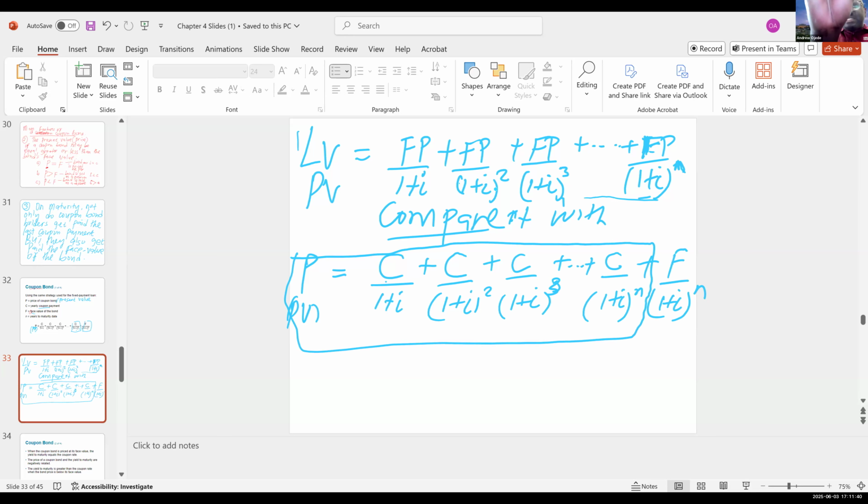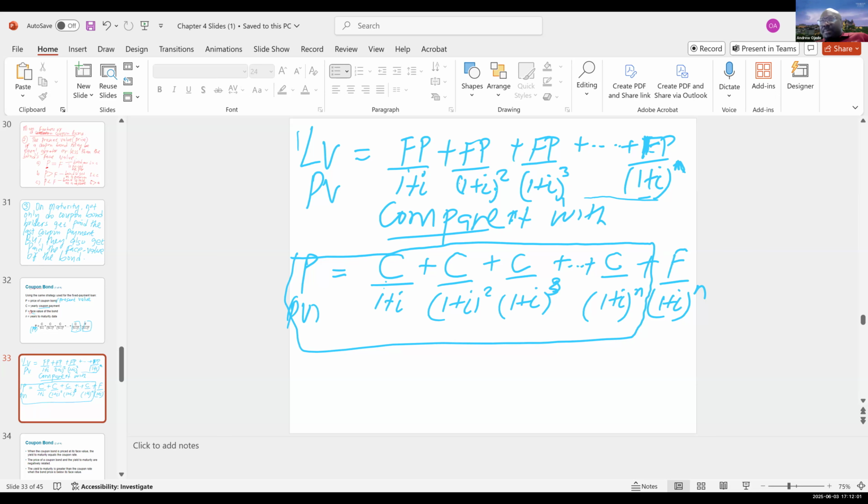Because C is the same thing as fixed payment. Even though this is a loan, if you take a loan, you're going to be paying the bank. If you buy a coupon bond, you're going to get paid because a bond is an investment. But the logic is the same. You're going to be paid a fixed coupon payment.